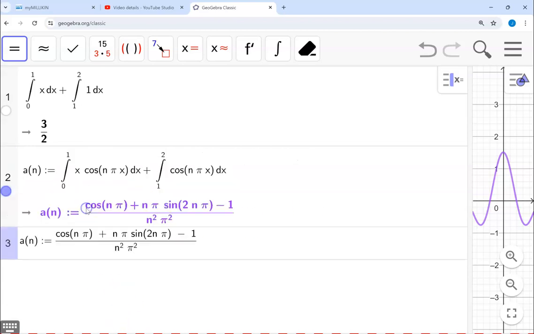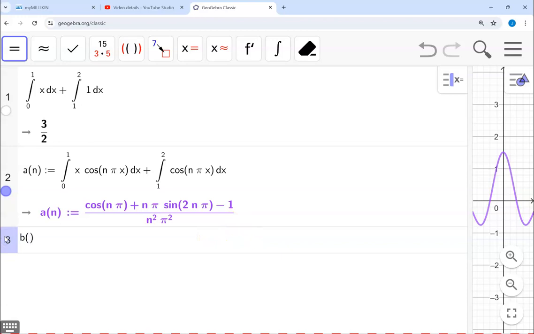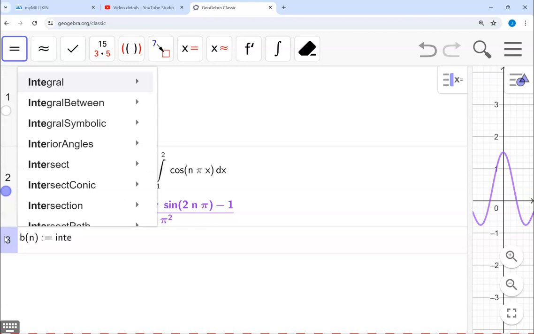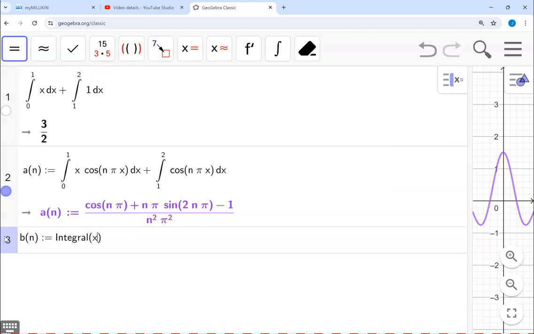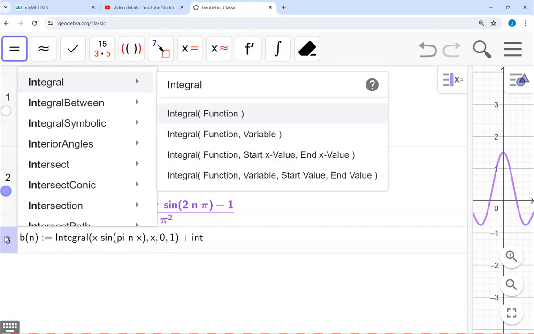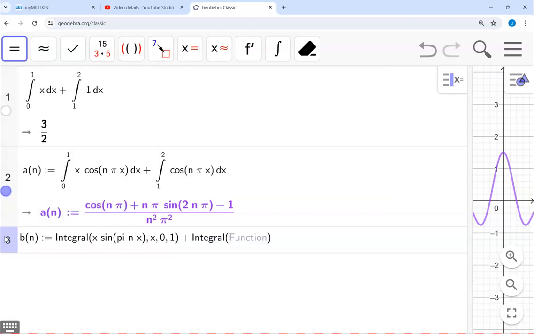What do we change to get the b's? Yeah, let's just change. I don't know why that did that. Go away. All right, so our b's, same exact thing. We'll do x sine of n pi x from 0 to 1 and sine of n pi x from 1 to 2.